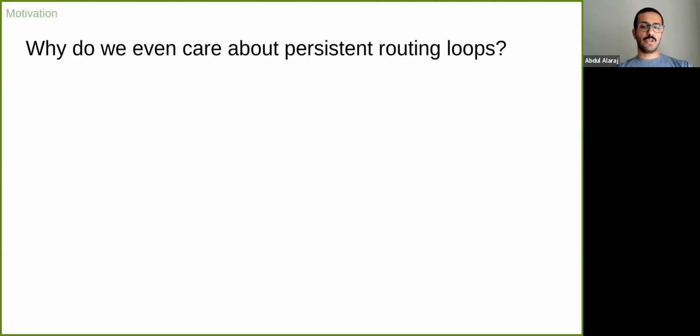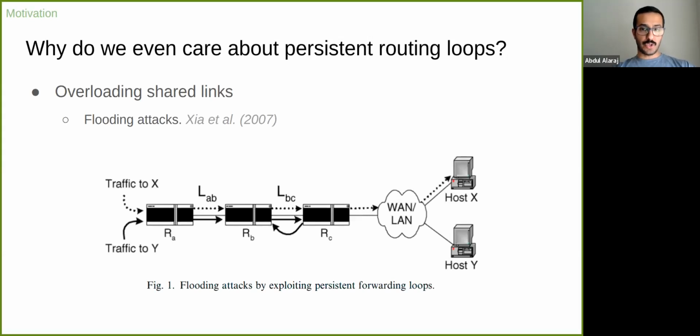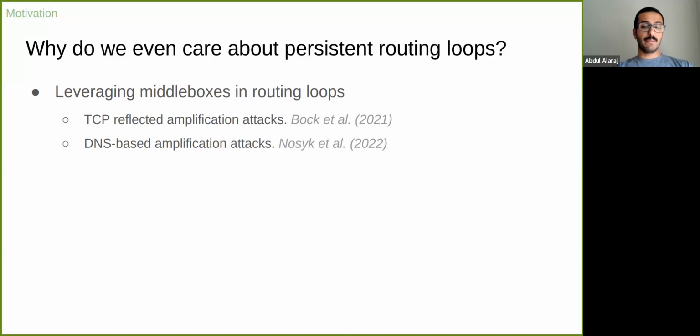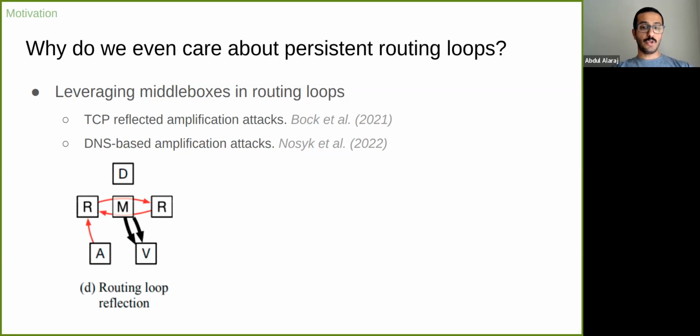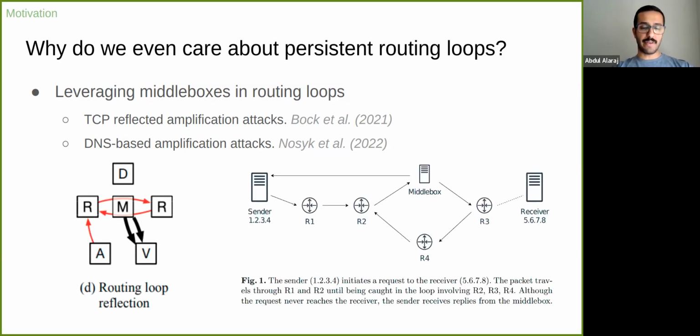As a motivation, let's first look at why these loops matter. It has been demonstrated in the literature, in fact, recently, that routing loops can be leveraged to carry out attacks that disrupt the Internet. Attackers, for example, could flood links that are shared between looping and non-looping destinations by leveraging the fact that the packets stay longer in the loop. Also, middle boxes that happen to be in the path of routing loops have been exploited to launch denial of service attacks, both in TCP and also in UDP, specifically with DNS traffic. So we find these to be compelling reasons to further investigate the state of persistent routing loops on the Internet.